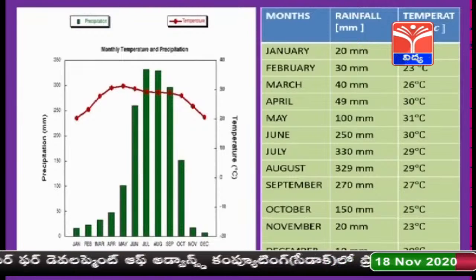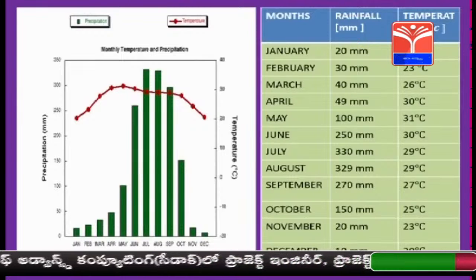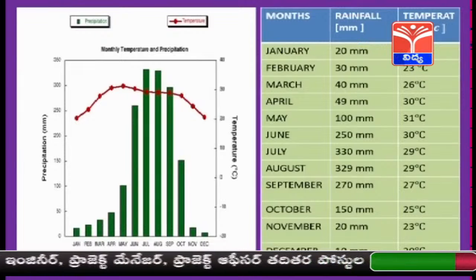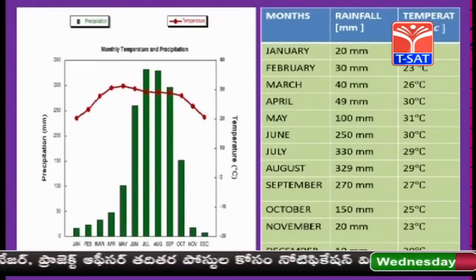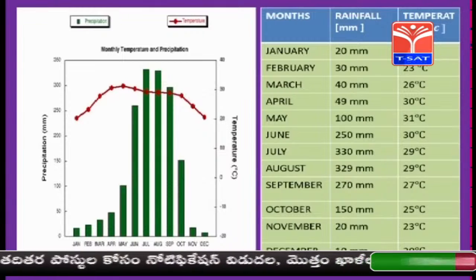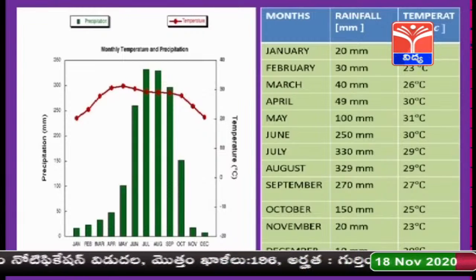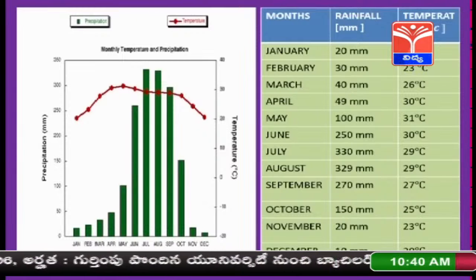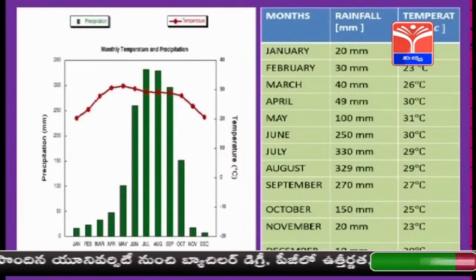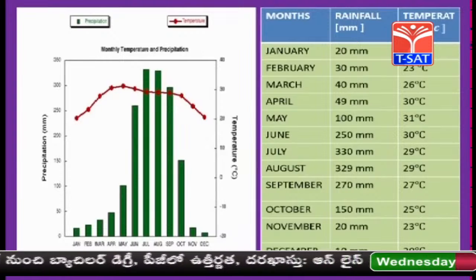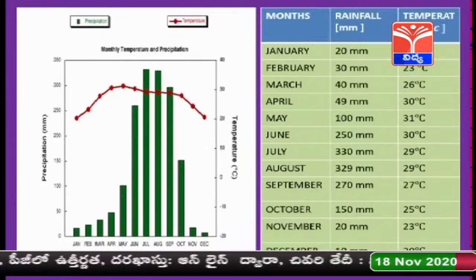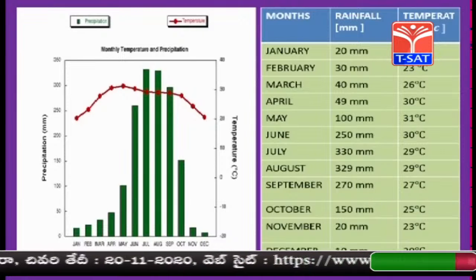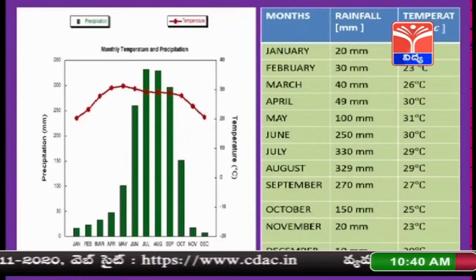Can you see the graph here? And along with this, approximate data is given here. So, you can see months, rainfall in millimeters and temperature in degree Celsius. How many months are there in a year? There are 12 months, from January to December. Rainfall is measured in millimeters, temperature is measured in degree Celsius.